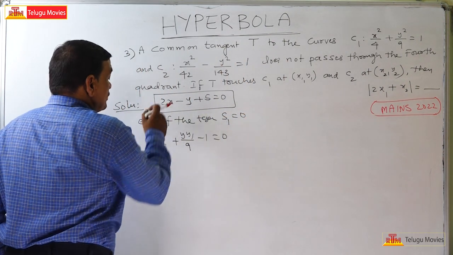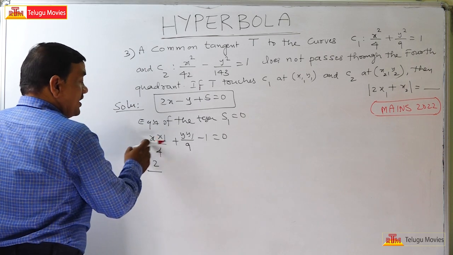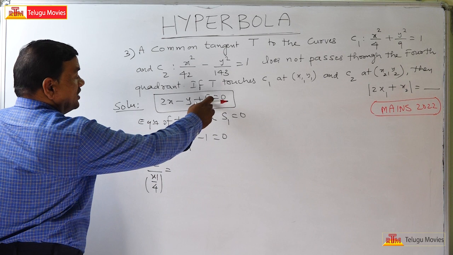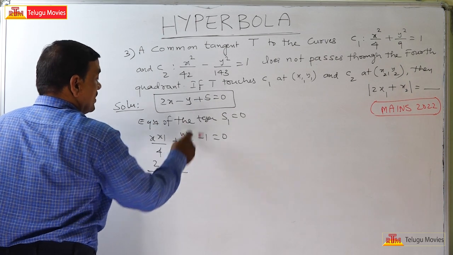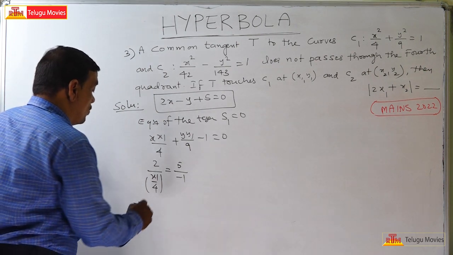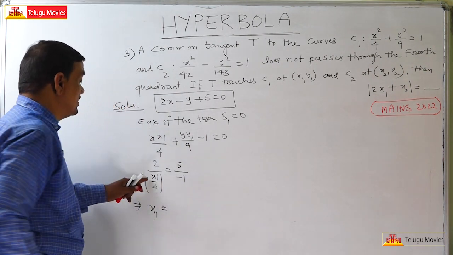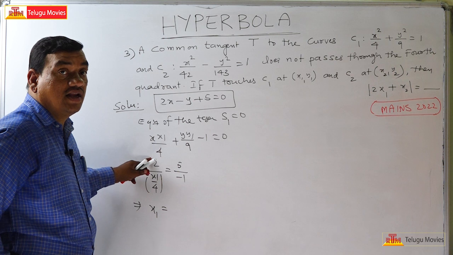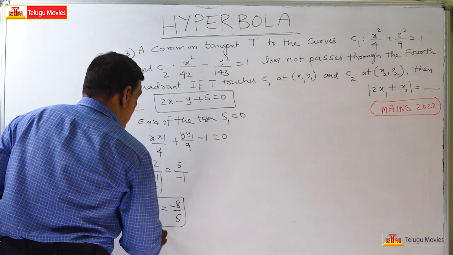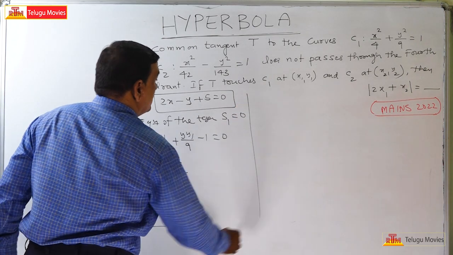So what is the x coefficient here? 2 by x1 by 4 is equal to, here what is the constant? 5 by minus 1. So from this, x1 is equal to 4 times 2, which is 8, minus 8 by 5. So your x1 value is minus 8 by 5.